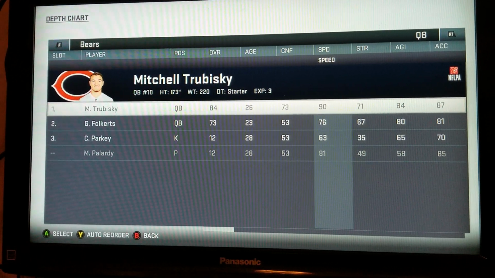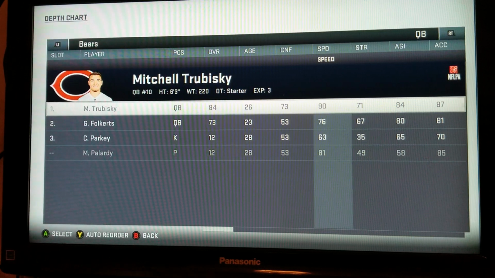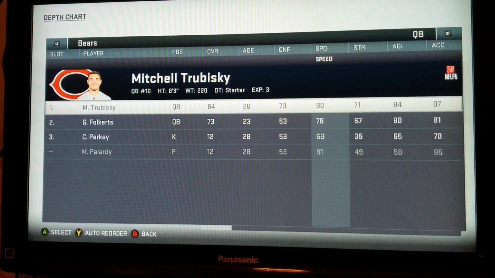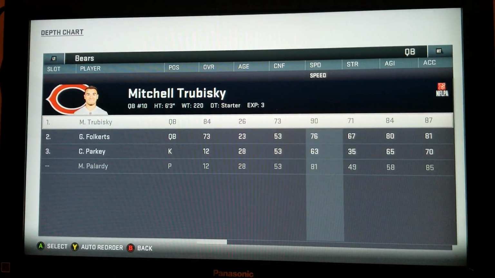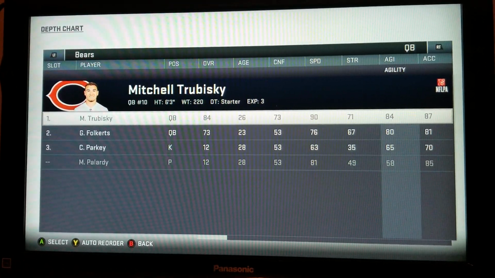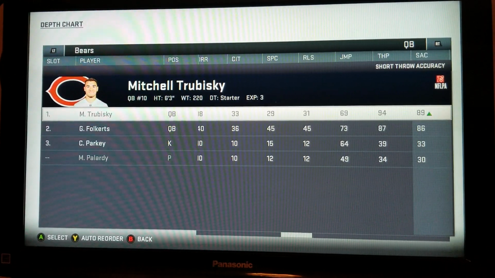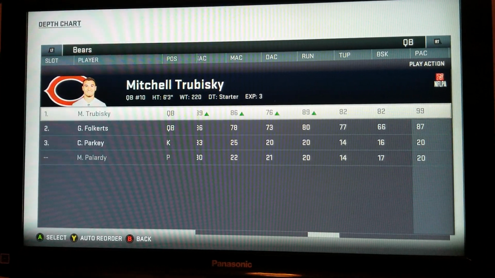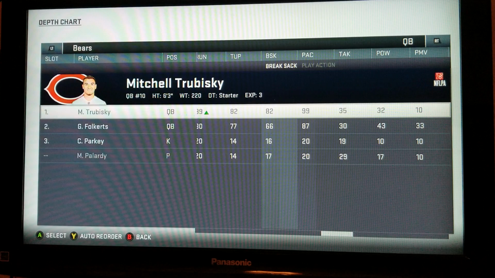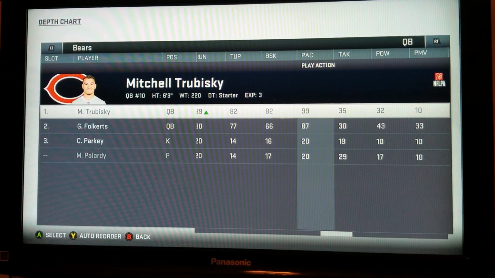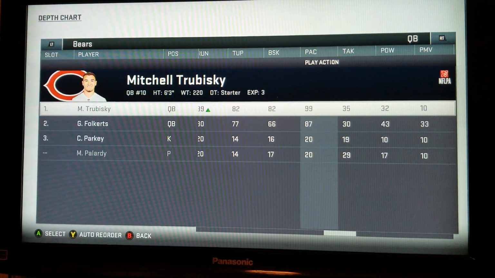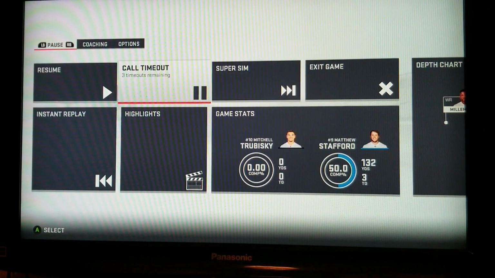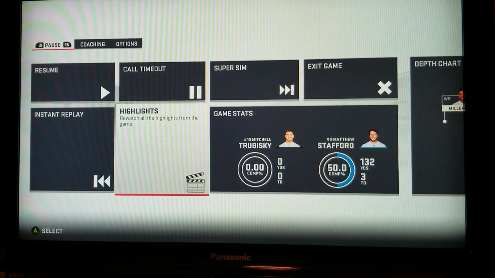I edited the player ratings, because I've been playing around with it different ways to see what the problem is and labbing. I turned Mitchell Trubisky's speed up to 90, and more interestingly, I turned his play action up to 99. And what I found out, I don't know if this is something other people in the community know, is that the higher the play action, the higher the likelihood that the unblocked lineman follows the running back.